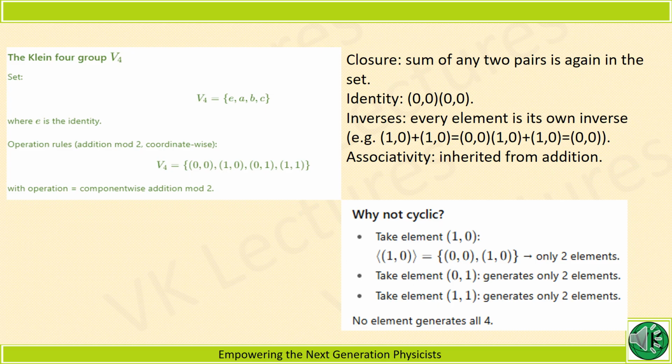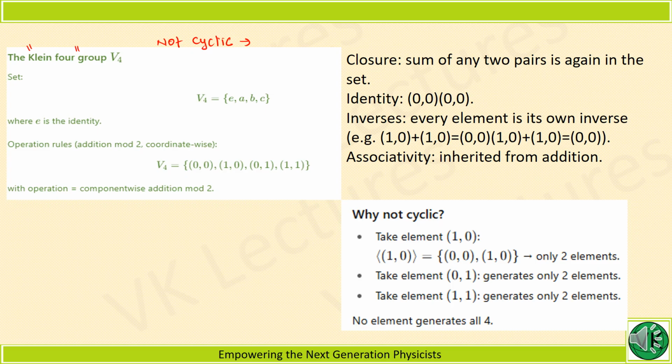Now here is an example of a group with order 4, which is not cyclic. So it's clear that with order 4 you can get a cyclic group or you may not get a cyclic group. Here is an example of a group with order 4 which is not cyclic. This is called the Klein 4 group. The 4 represents only the order of the group.